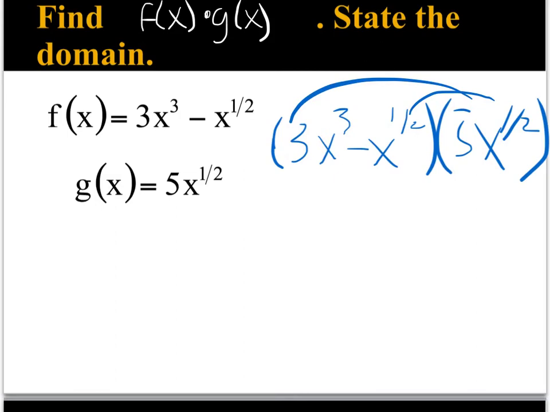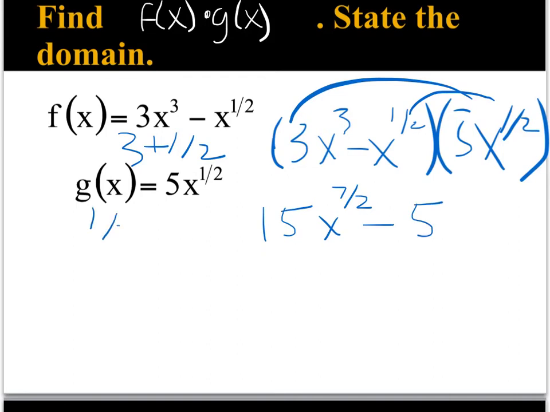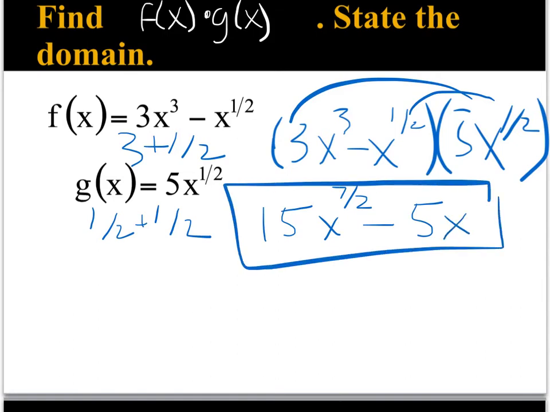When I distribute, 3 times 5 is 15, and then x to the third times x to the 1/2, I add the exponents, and I get 3 plus 1/2, which is 3 1/2, which is 7/2. Then I do the same thing with the other one, so I get minus 5. x to the 1/2 times x to the 1/2 is 1/2 plus 1/2, which is just 1. So you're just adding. Yes, you just add the exponents.